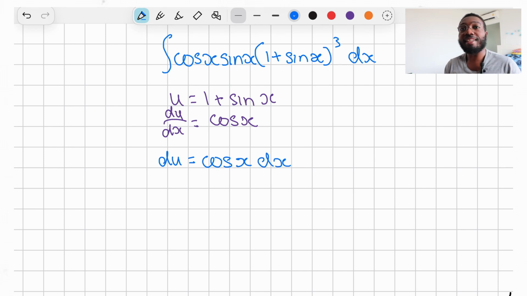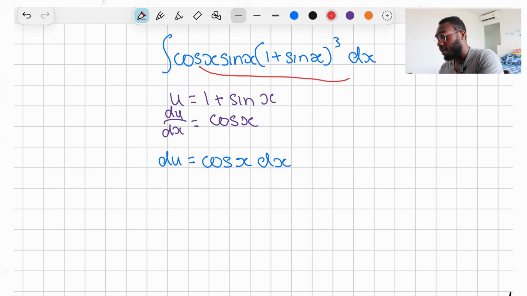Now, why is this better? Because if you look at our question, what do we have? We actually have a cosine x dx. They might not be next to each other, but we have a cosine x dx right here. That's all being multiplied together. Obviously, the order of the multiplication doesn't matter. So all of that cosine x dx equals du. So that cosine x and dx is taken care of. It just equals du, so we don't need to worry about that.